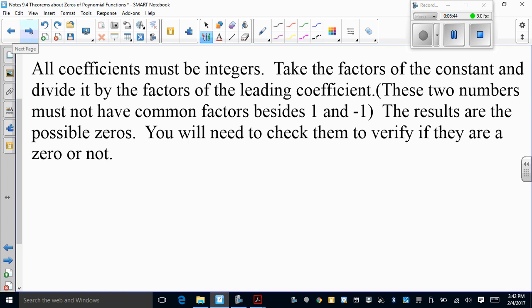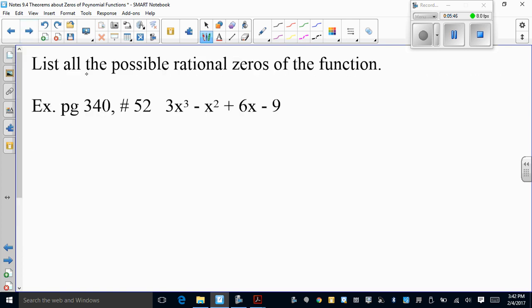So the first problem, they just ask you to list all of the possible zeros. That's all you're going to do is list them. So our constant is 9, so our factors are 1, 3, and 9. And the factors of 3 are 1 and 3.